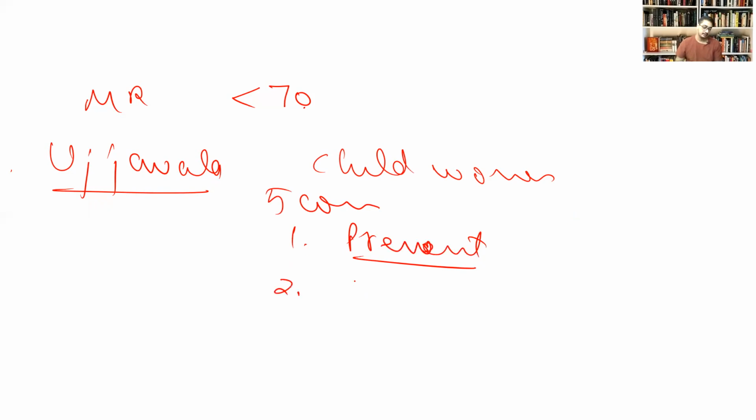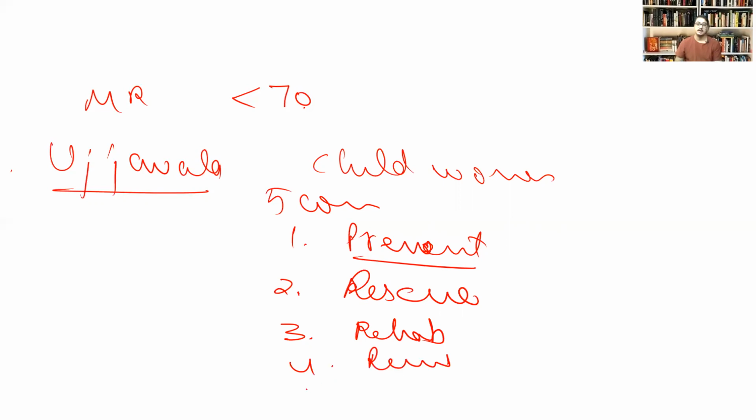Second is that we have to rescue those people who are victims of this process. Third is that after we rescue, we have to go for rehabilitation. And fourth is after rehabilitation we have to go for reintegration. And if there is a cross-country issue, then we have to go for something called repatriation.